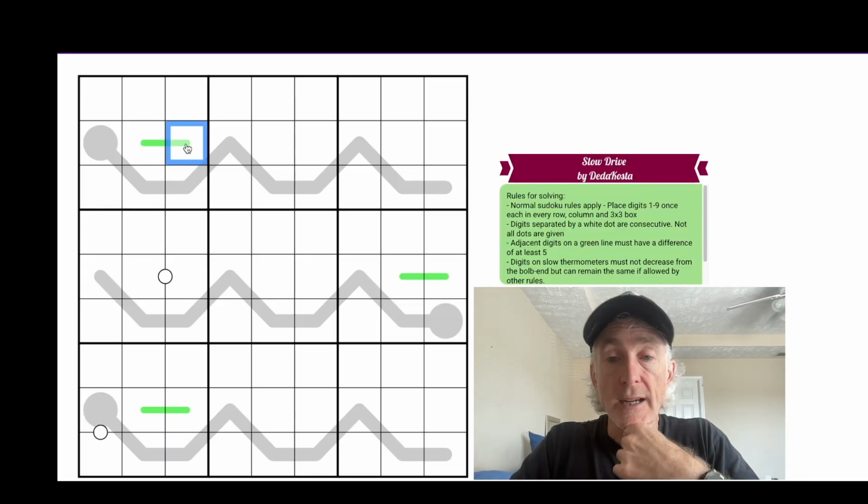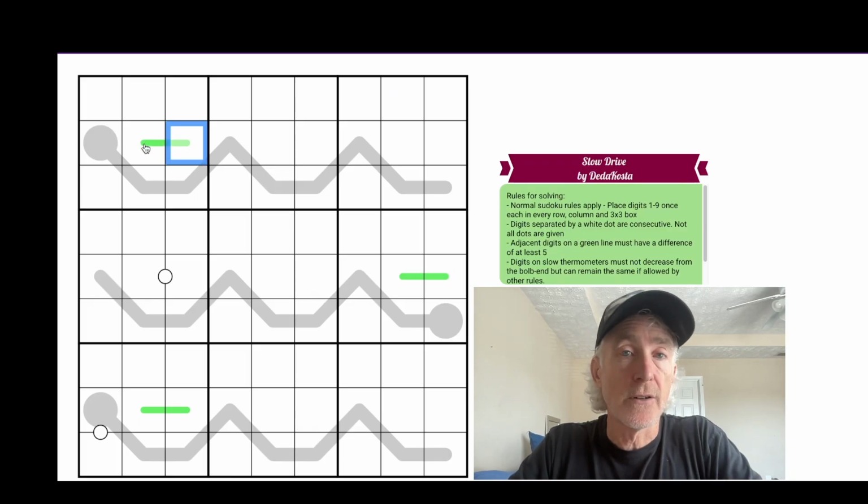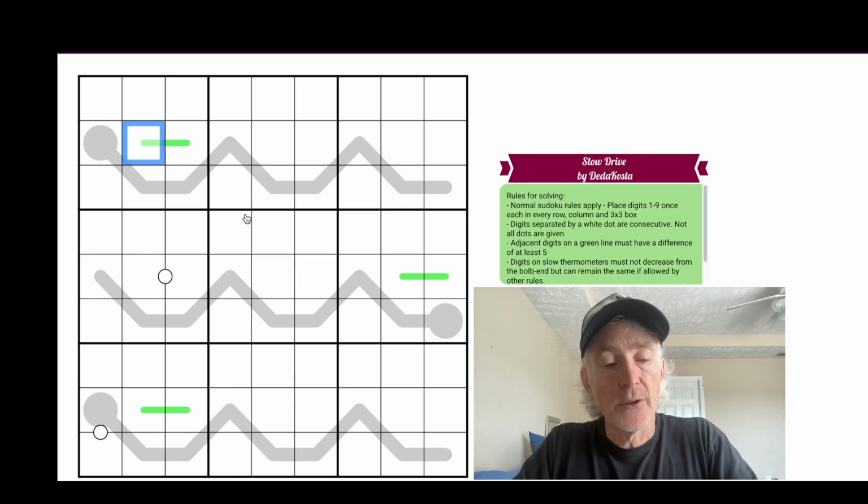Adjacent digits on the green lines must have a difference of at least 5. And so these are also known as German whisper lines. So again, for example, if we had a 3 here, your options for this cell would be 8 or 9.